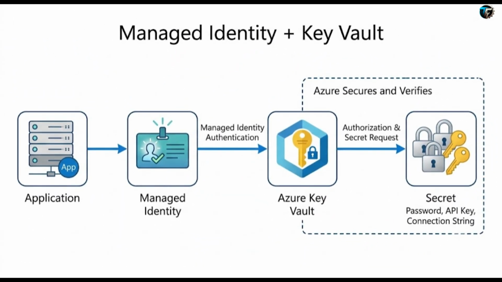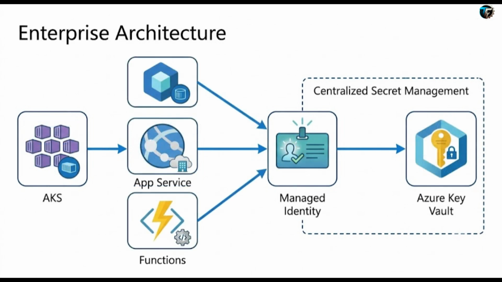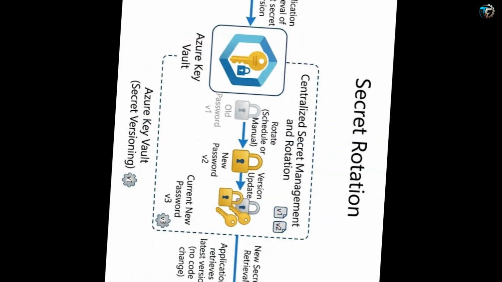This is the most common Azure security pattern. Applications don't know passwords. Applications simply authenticate using Managed Identity. Azure verifies the application's identity and allows access to the required secret. Large enterprises centralize all secrets inside Key Vault. Whether applications run on Azure Functions or App Service, every application retrieves secrets securely from the same centralized vault.